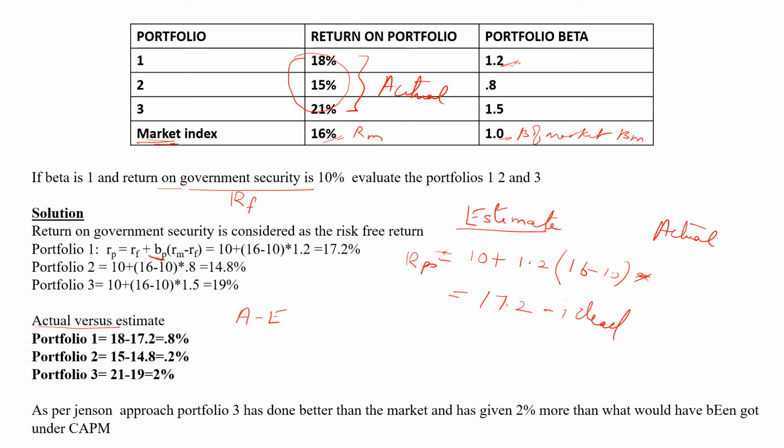So what is the actual? It is 18%. What was expected is 17.2. So there is a difference of 0.82. So actually you have earned more than the estimate. So everywhere actually you have earned more. The one which has earned the highest is portfolio 3. So you can also call this the CAPM model. This is a better portfolio, giving higher returns than what was actually estimated.